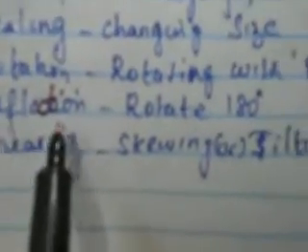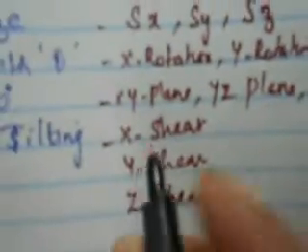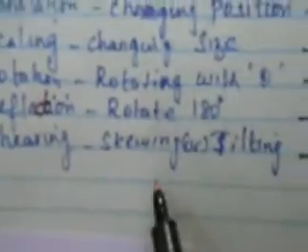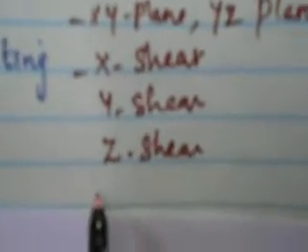Next, reflection: it is a mirrored image or a 180 degree rotation of the given object. Here also we are going to see 3 different types of reflection, that is xy plane, yz plane and zx plane. We cannot change the order: xy, then yz, then zx. In that manner only we have to write. Okay. Next is shearing, that is skewing or tilting or distorting an image. Here also we are going to see 3 types of shear: x shear, y shear, z shear.